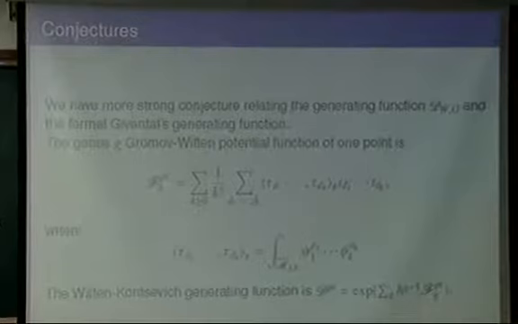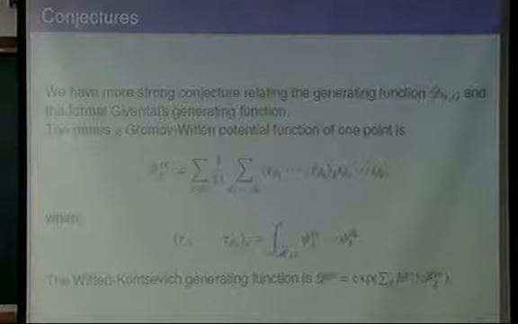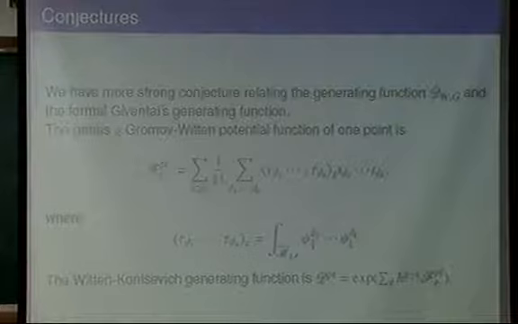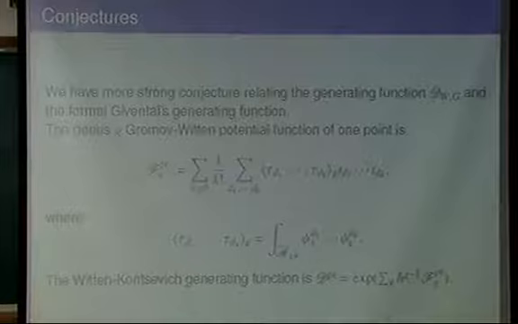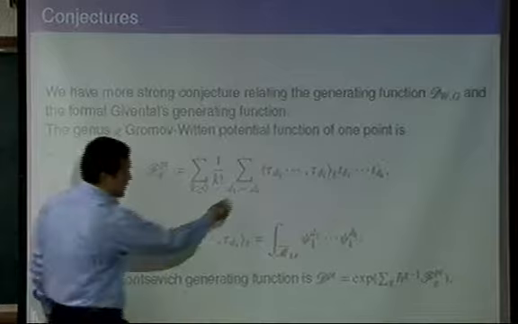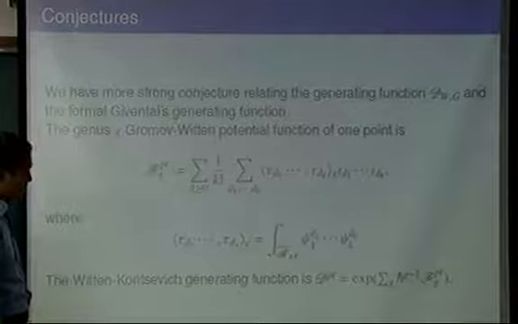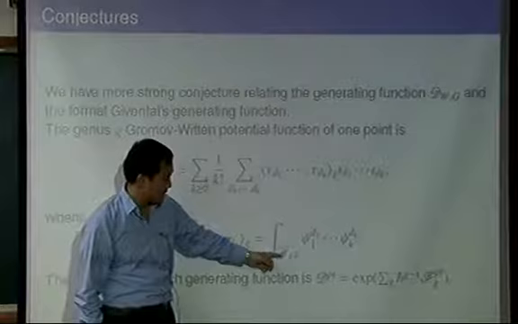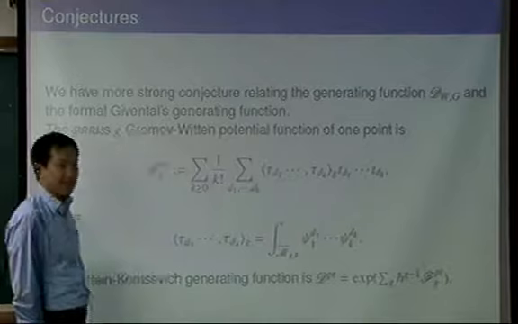We have more strong conjectures relating the generating function of FJRW and the former Gromov-Witten generating function. The genus g Gromov-Witten potential function of one point is defined in this way. And here, tau_{d_1} to tau_{d_k} is also a correlator function. It's a k-point correlator function. It's an integration over the moduli space of curves of those psi classes.